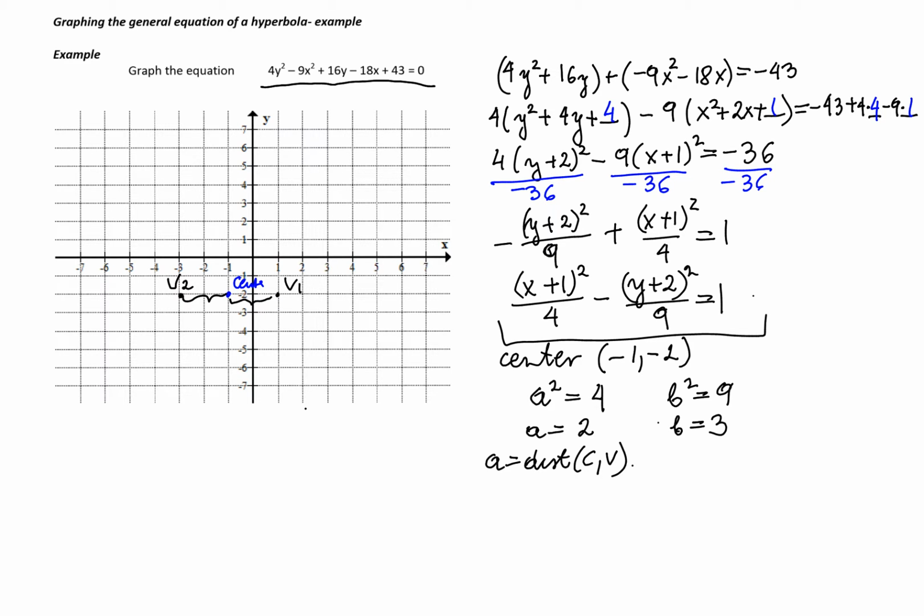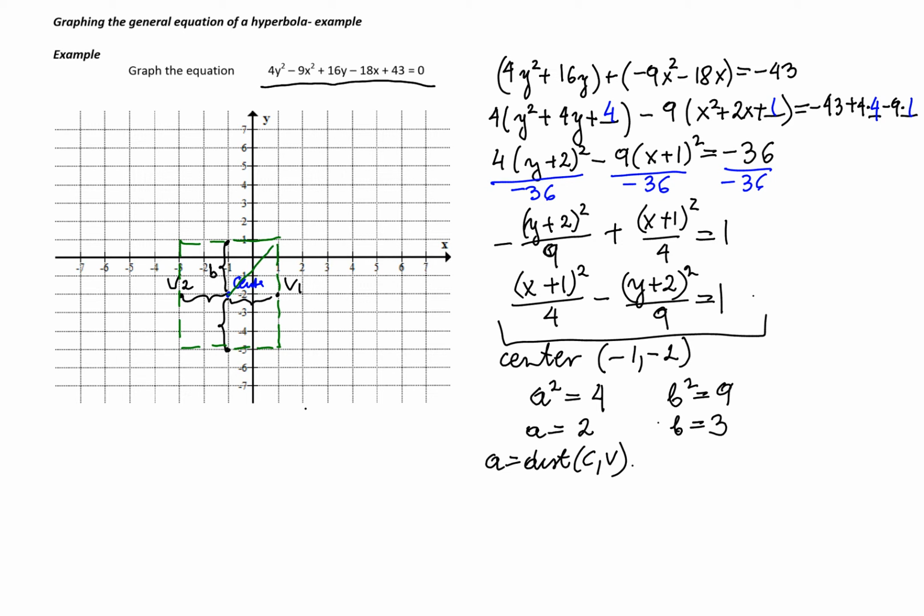Now we'll use the value of b to find the points that we'll use to graph the asymptotes. So starting with the center, we go 3 units up, or the distance of b, to find one of those points, and 3 units down to find the other point. Now we'll use the rectangle. We draw the rectangle going through those 4 points with the sides parallel to the x and y axis, and we'll draw the asymptotes.